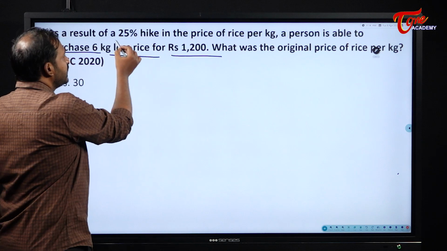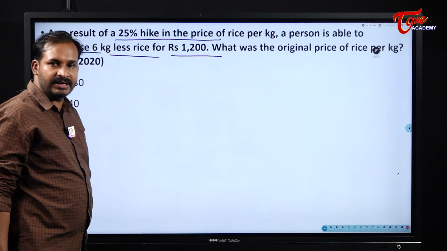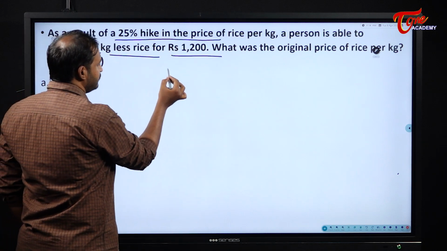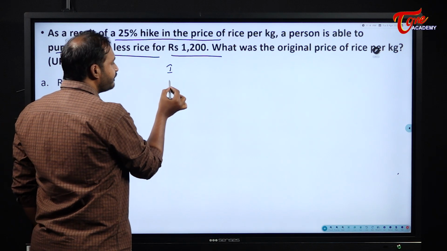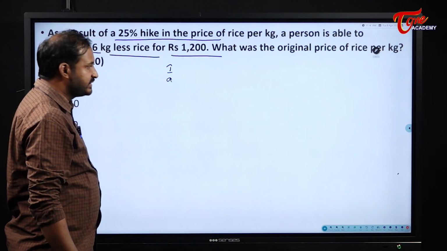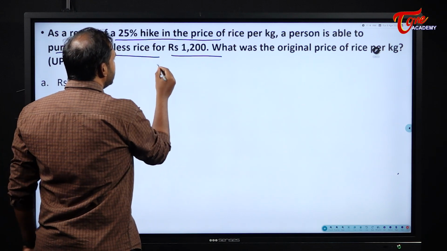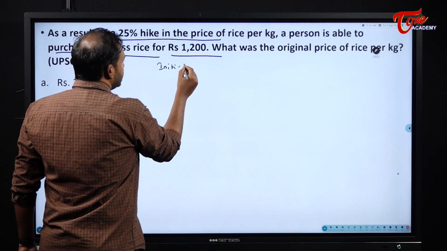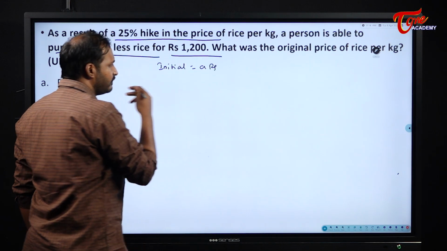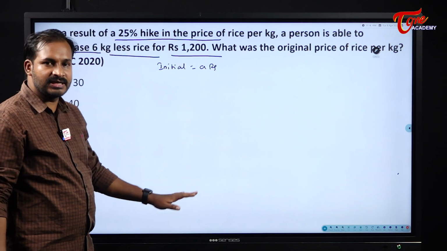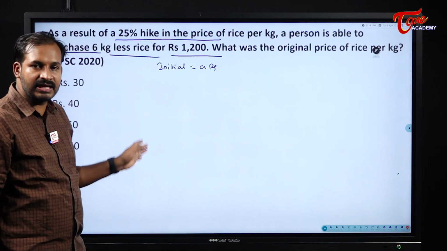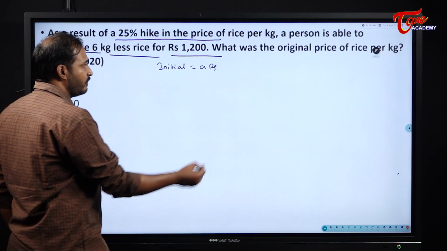Now see here students, 25% hike in the price of rice per kg. That means if the initial value is some A or X, initial value is some A rupees. Now the price was increased by what? See, by the method we will see one traditional method, and by the option verification we will see another method. So initial value is A rupees.